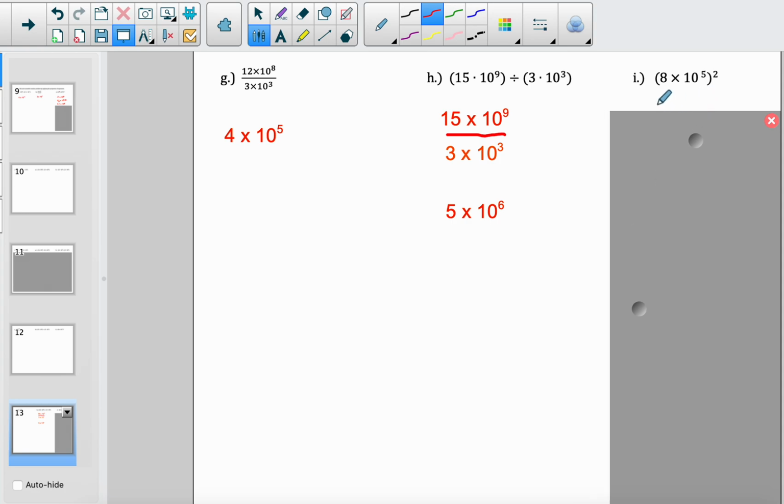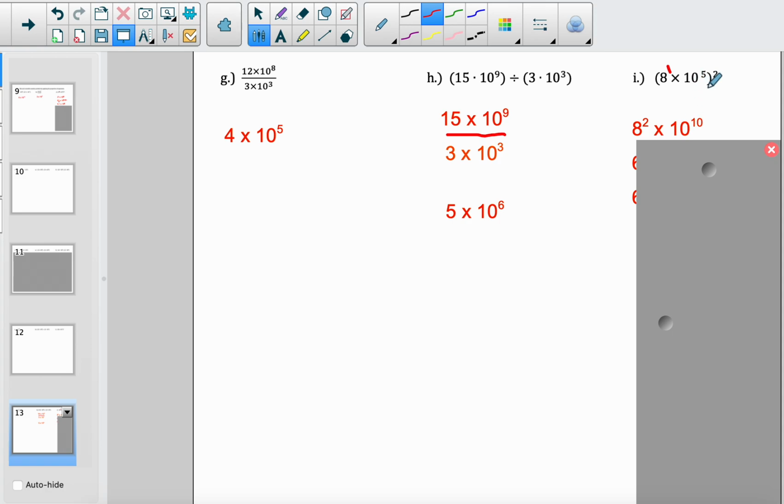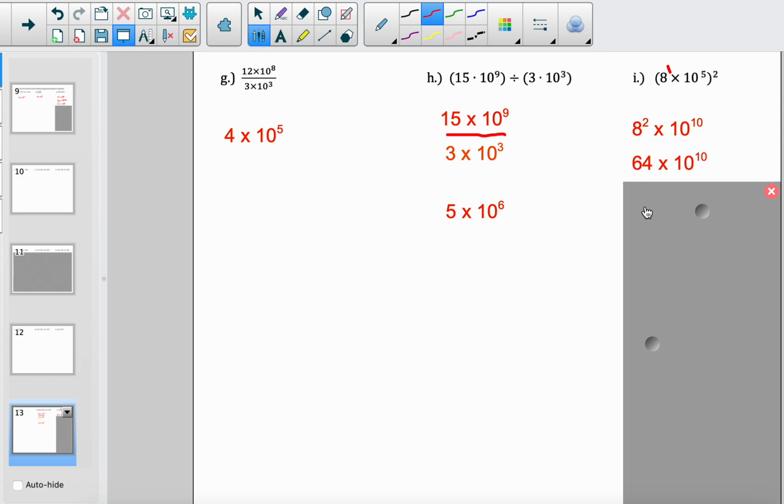Another example here on I, we have 8 times 10 to the 5th, all to the 2nd power. So remember, 8 to the 1st needs to have that 2nd power of 2 distributed to it. So we're going to have 8 squared times 10 to the 10th. And 8 squared is 64, which is not in between 1 and 10. So we would need to move that decimal place over from behind the 4 in between the 6 and the 4, so that's 1 spot. And we would need to adjust our exponent and make it 1 bigger. And so we're going to get 6.4 times 10 to the 11th.